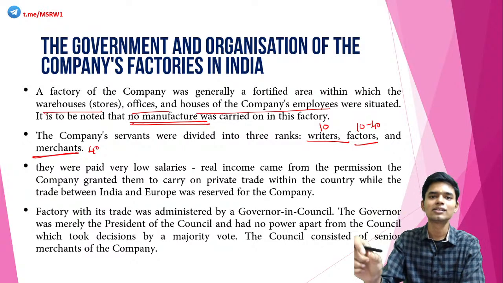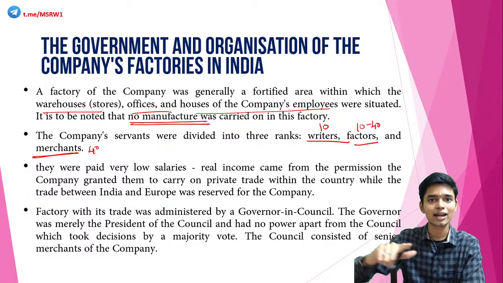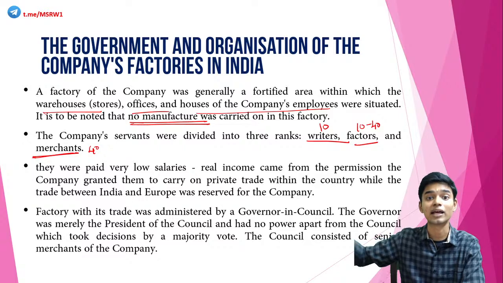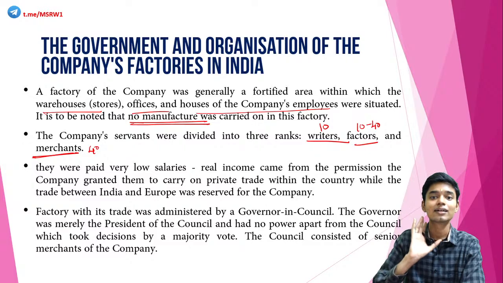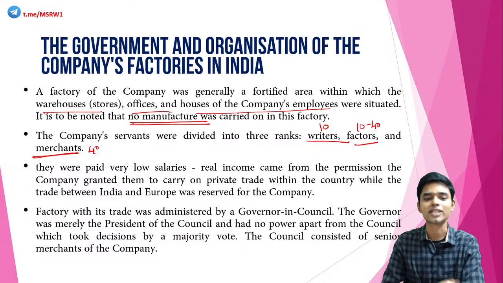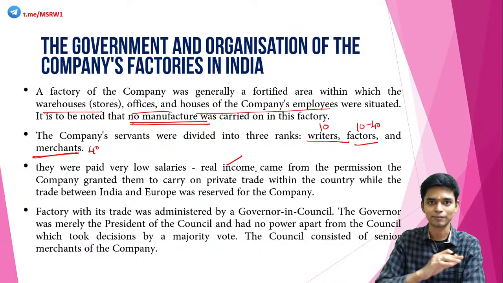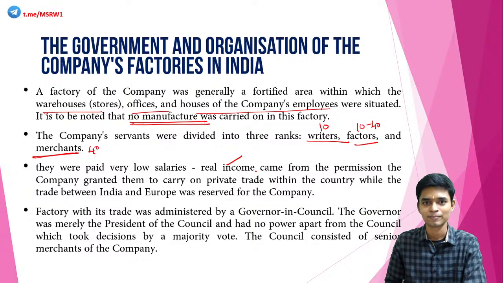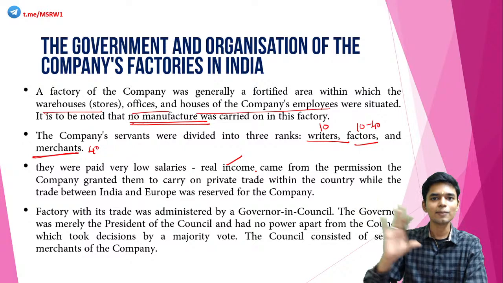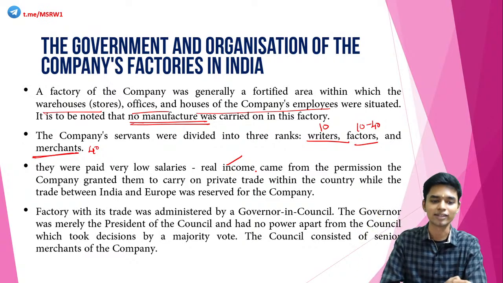People still chose to work in this company because despite having a very low salary, they knew that they could amass a huge amount of wealth through private trade. Private trade was still there. The company's personnel engaged in private trade. Their real income came from this private trade, which was permitted at that time. This was eventually checked only in 1773 by the Regulating Act. We will study that later. But until then, private trade was allowed, and the personnel of the company did a lot of private trade, through which they became very wealthy.